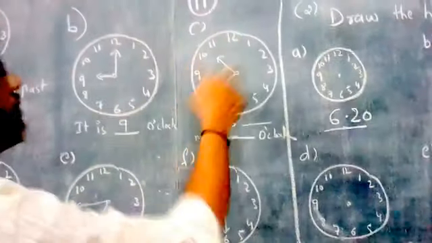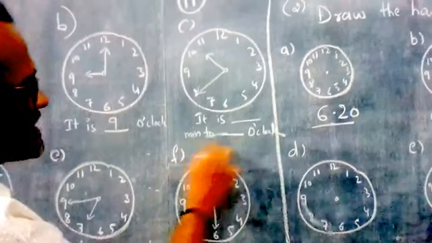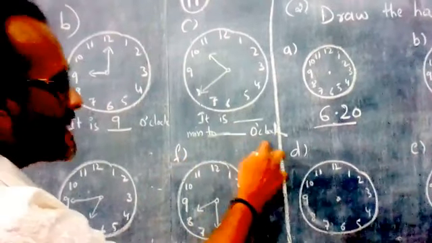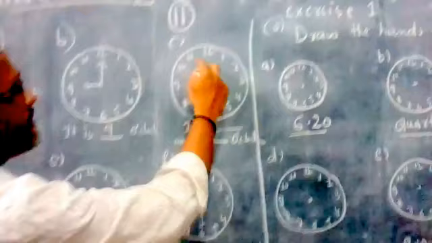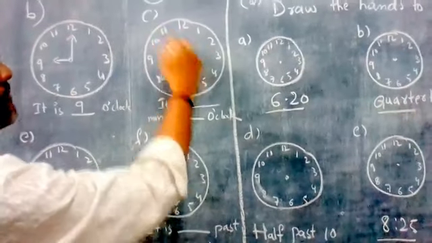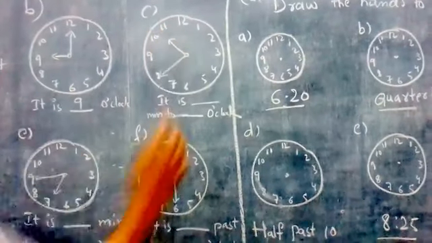Coming on to the third one, we have another question. It is dash minutes to dash o'clock. What we have to find out is how many minutes are left to cover that time. So dash minutes to dash o'clock. When this long hand reaches 12, the time will be 11 o'clock.